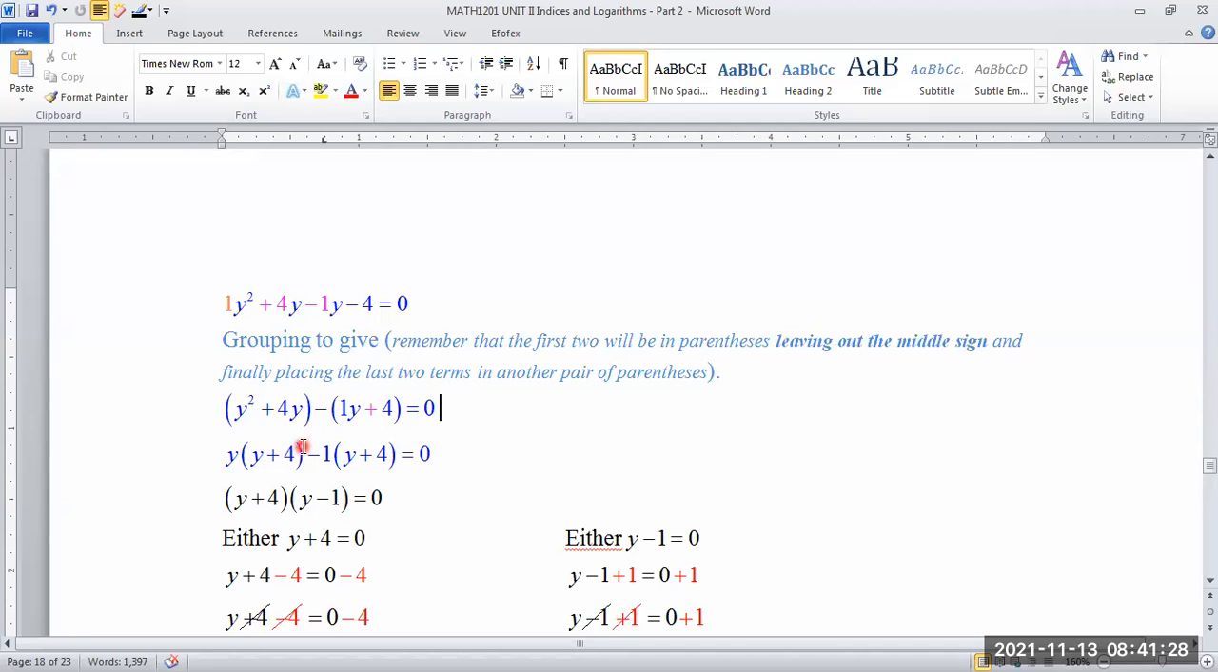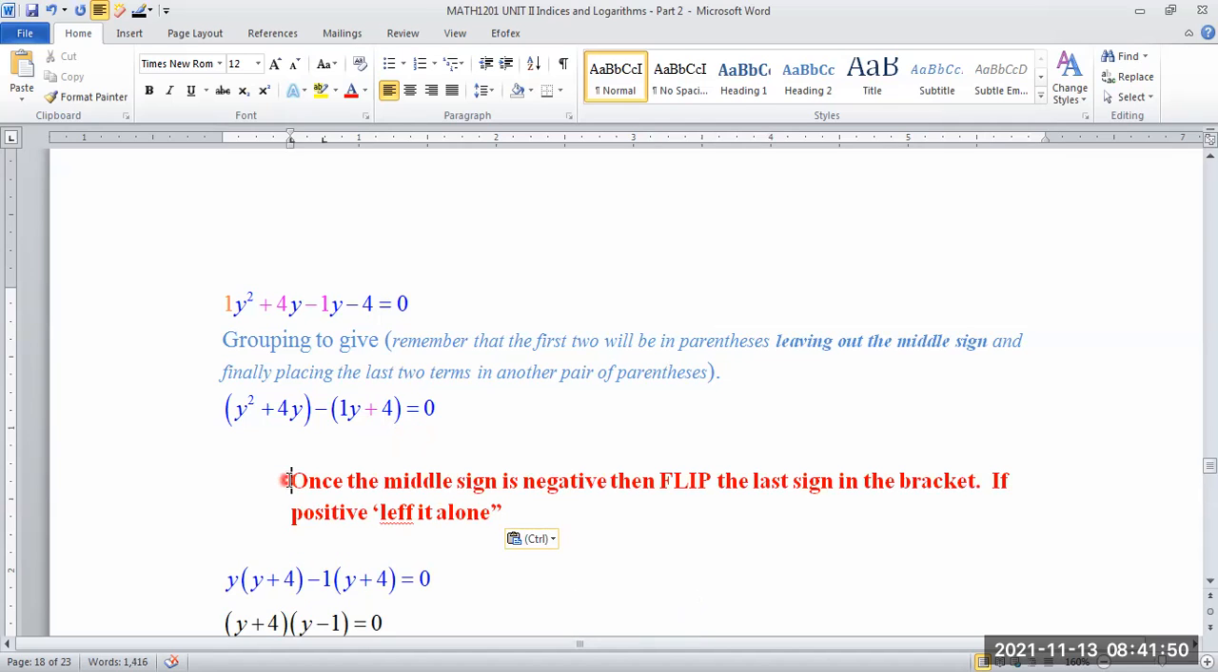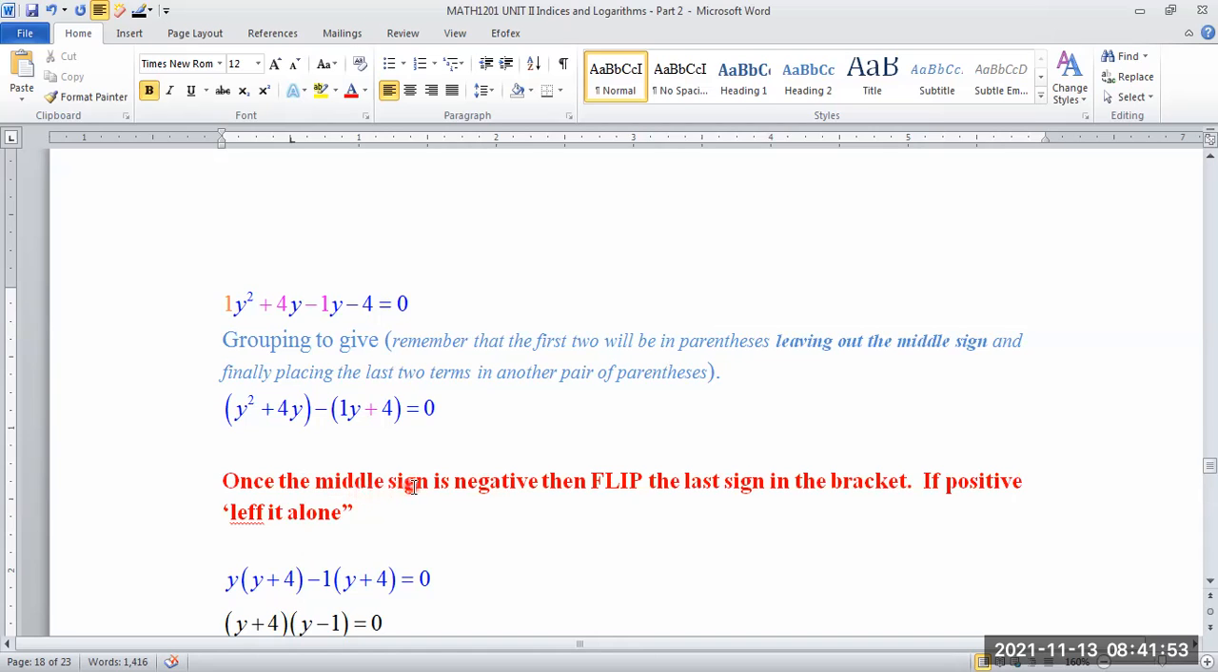So now, y squared and 4y in the first set of parentheses, leave out the middle sign, and then I'm going to put the last 2 in the parentheses. All right? Watch me now. I'm going to tell you a story. Once upon a time, once the middle sign is negative, then flip the last sign in the brackets. The end.